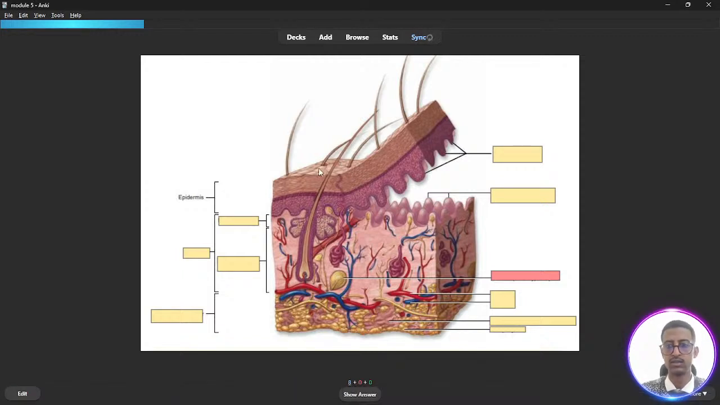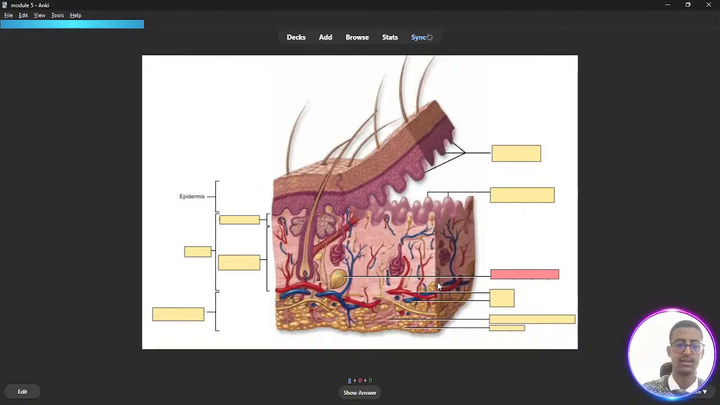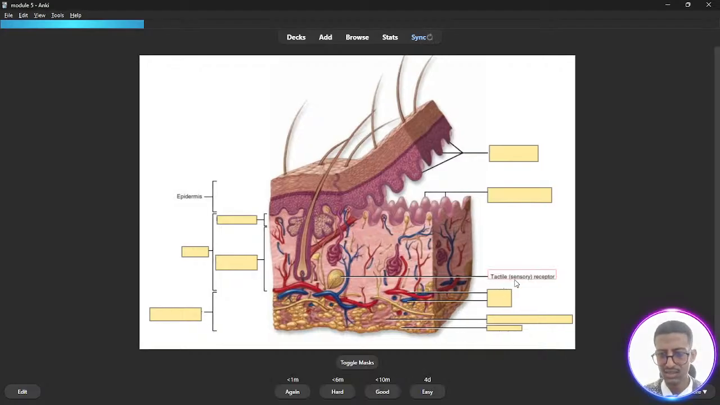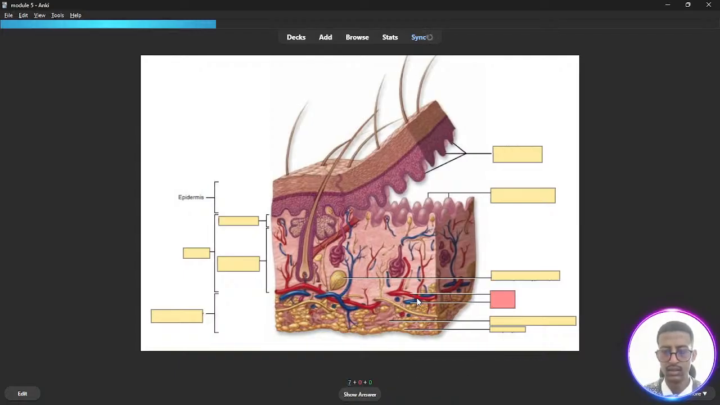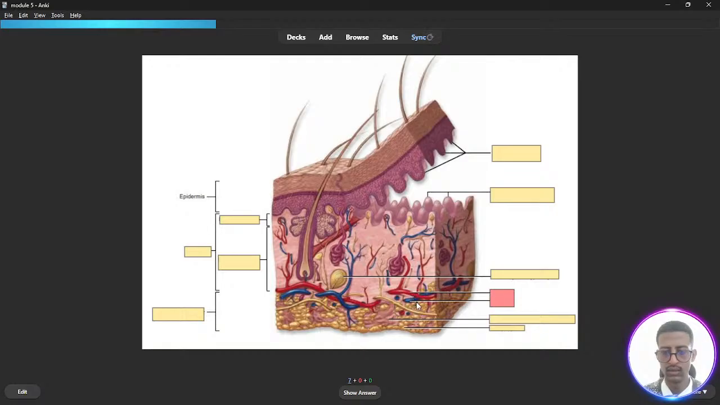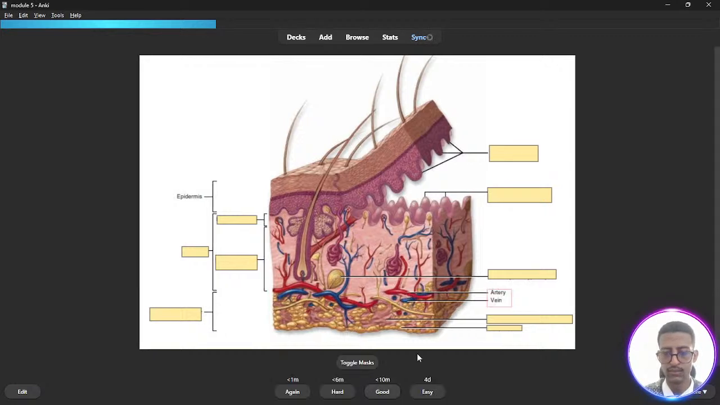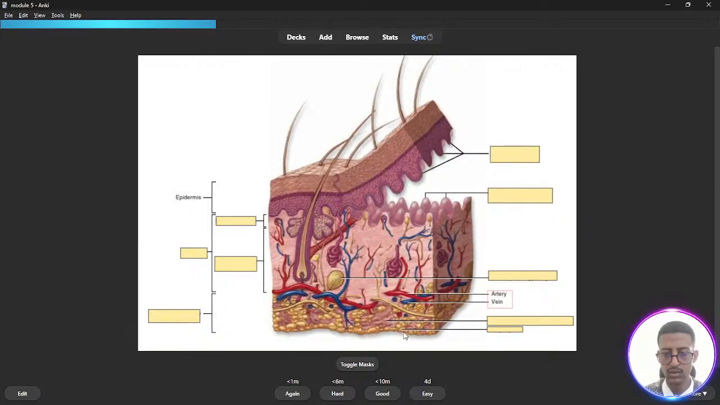So what is this? It is tactile something. Tactile what? Tactile receptor. This is tactile receptor, easy. These are vein and this one is artery. This one is vein because artery carries oxygenated blood, so veins are deoxygenated. So the blue ones are veins and the red one is artery. And now here we go, we have here adipocytes and here we have fats, subcutaneous fats.